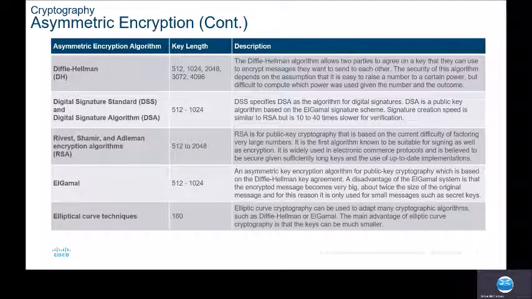And then, of course, there's Diffie-Hellman. It allows two parties to agree on a key that they can use to encrypt messages they want to send to each other. The security of this algorithm depends on the assumption that it's easy to raise a number to a certain power, but difficult to compute which power was used given the number and the outcome. And then there's DSS, Digital Signature Standard, and DSA, which is based on ElGamal. Then there's RSA, which we have mentioned. Then there's ElGamal itself, and then there are elliptic curve techniques.